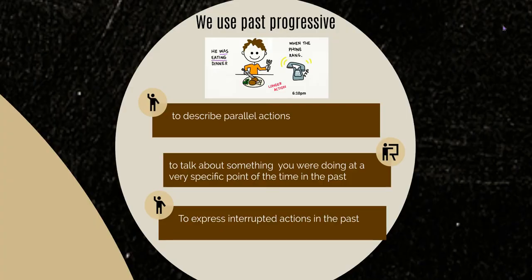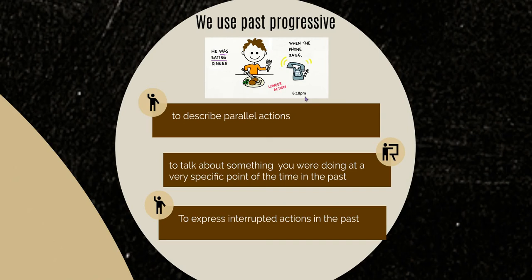So first, when do we use past progressive? We use past progressive to describe parallel actions. It means two actions or activities that were happening almost at the same time. We also use past progressive to talk about something you were doing at a very specific time in the past. Look at this. He was eating dinner at 6:10 p.m. So it means a very specific time in the past.